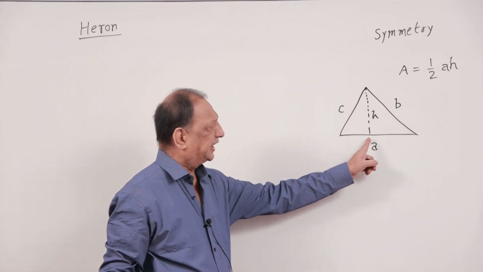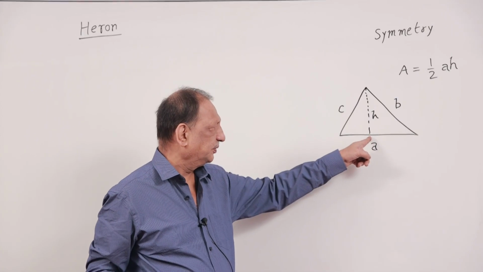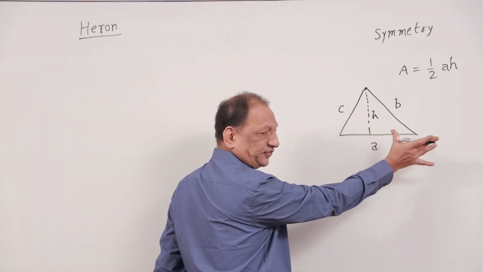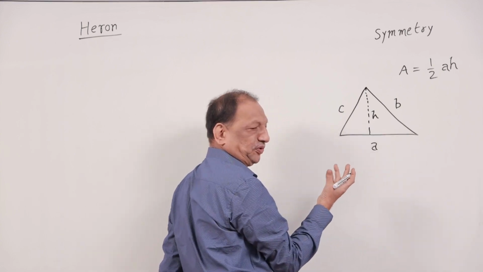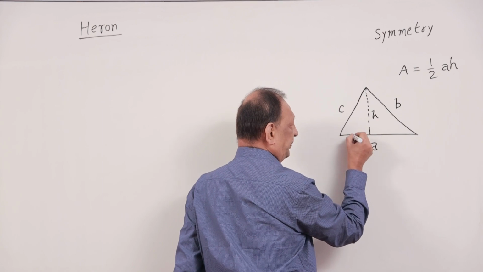Now when you drop the perpendicular, I get a point on the base, that is the foot of the altitude. And so now that splits the side A into two pieces. I'd like to give a name to one of them. For that distance, we'll call this D. One piece I will call D.